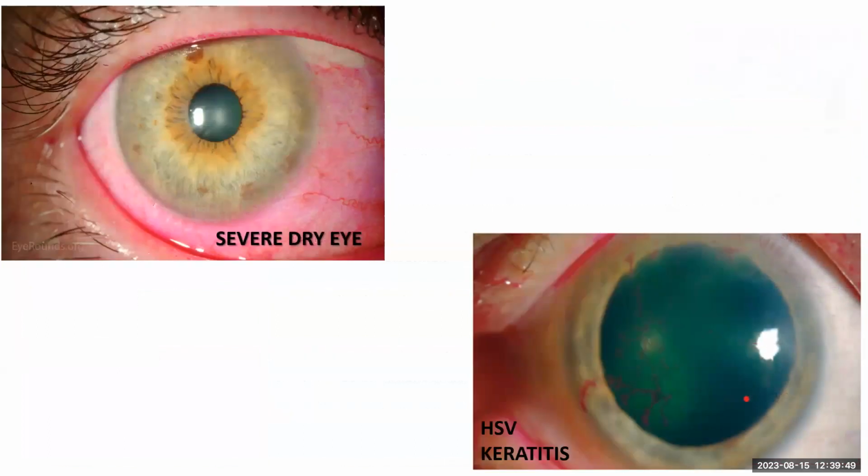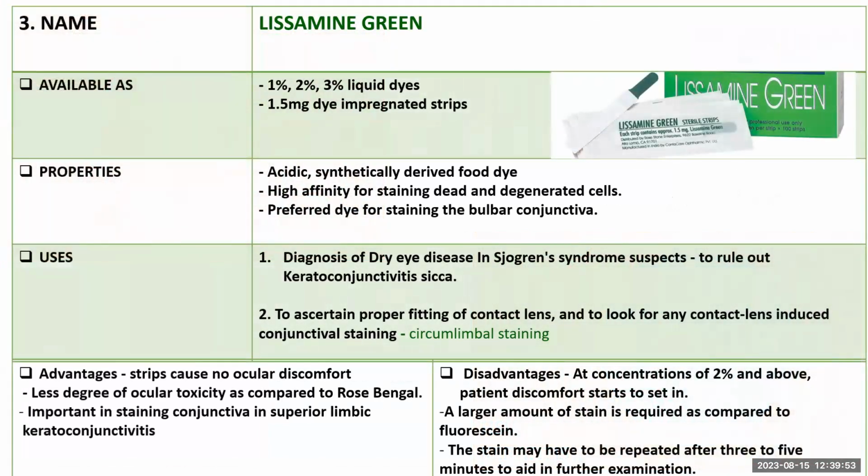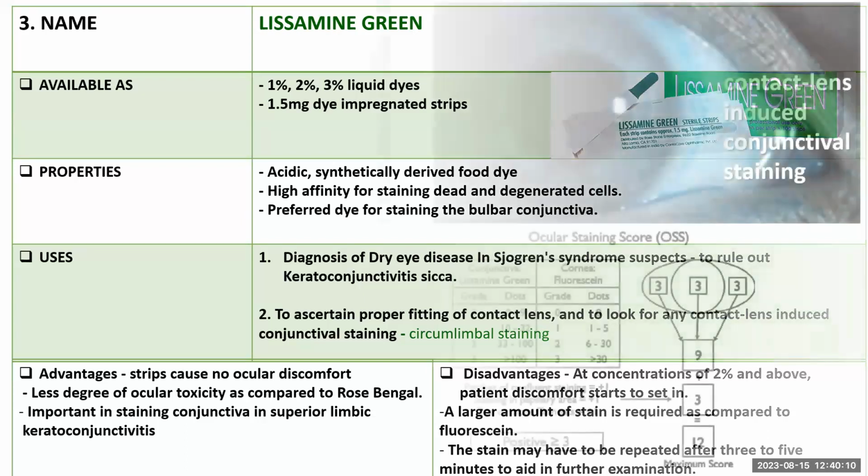The next dye is lissamine green. It is also available in the form of dye impregnated strips. It is acidic and it has a high affinity for staining dead and degenerated cells. So it is the preferred dye for staining the bulbar conjunctiva in cases of Sjogren's syndrome, and also to ascertain the proper fitting of contact lens, like we can see in these pictures.